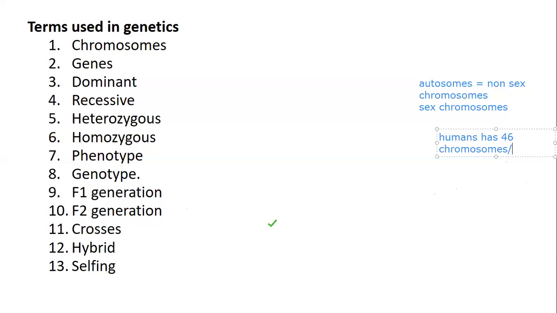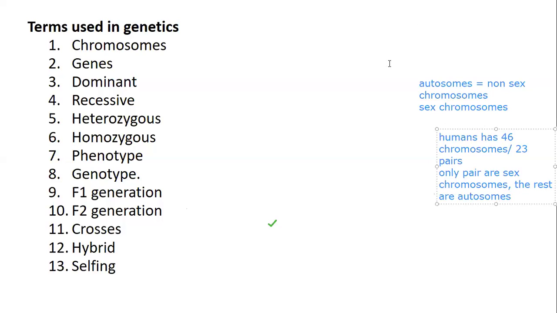Or we can say 23 pairs, because 46 is the same as 23 pairs. But then we are saying that only one pair are sex chromosomes. The rest are autosomes. We give them a special name, call them autosomes. So you have 22 pairs of autosomes and 1 pair of sex chromosomes. That's what I said earlier.